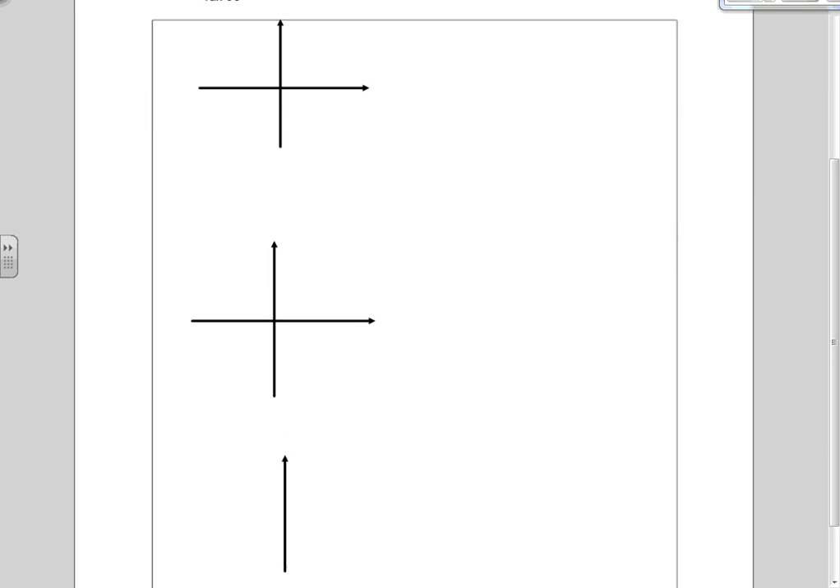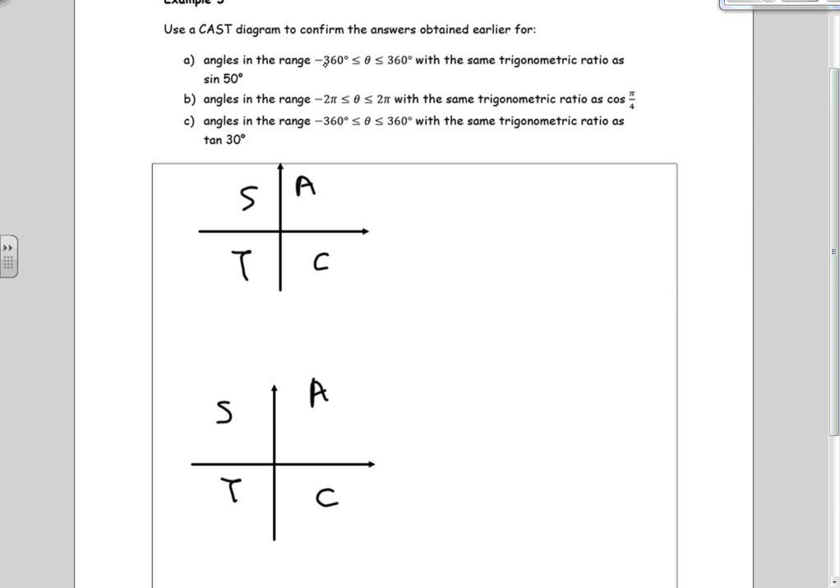Remembering that I start in the bottom right hand corner and work anti-clockwise. So this would be C-A-S-T, C-A-S-T, C-A-S-T. Remembering C stands for cos, A stands for all, S stands for sine, and T stands for tan, meaning that each one of them is positive in each of its own sections as well as the all one.